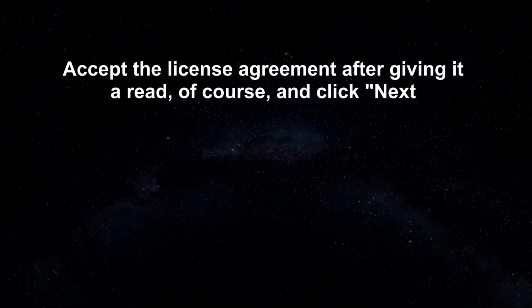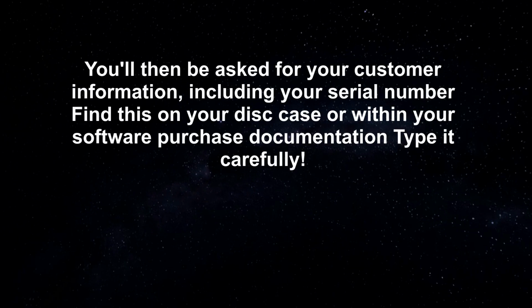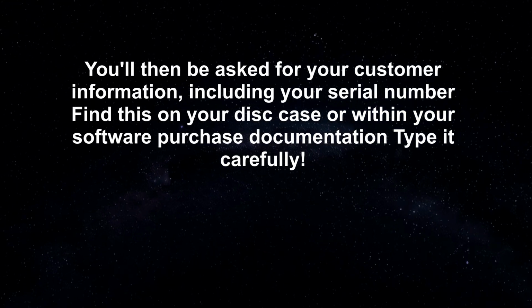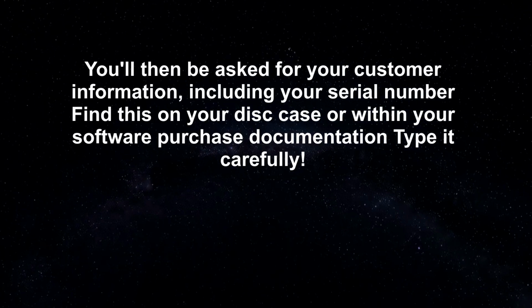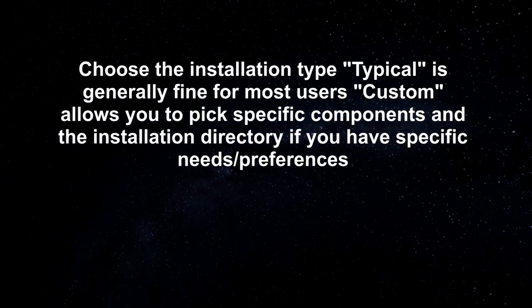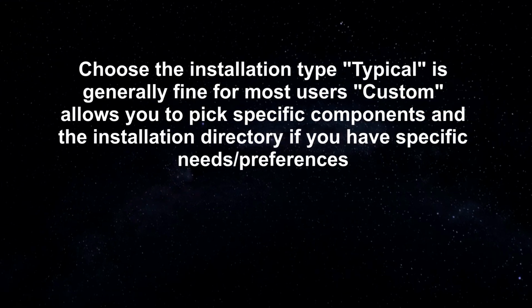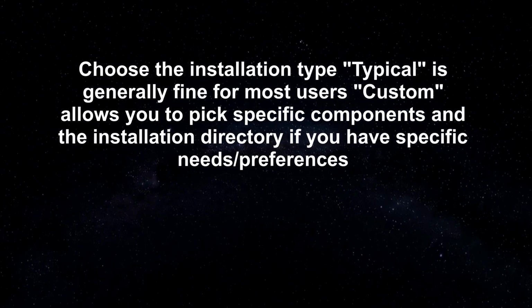Accept the license agreement after giving it a read, of course, and click Next. You'll then be asked for your customer information, including your serial number. Find this on your disk case or within your software purchase documentation. Type it carefully. Choose the installation type. Typical is generally fine for most users. Custom allows you to pick specific components and the installation directory if you have specific needs or preferences.